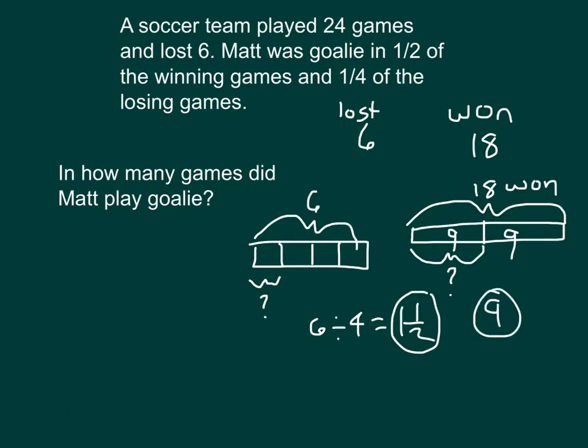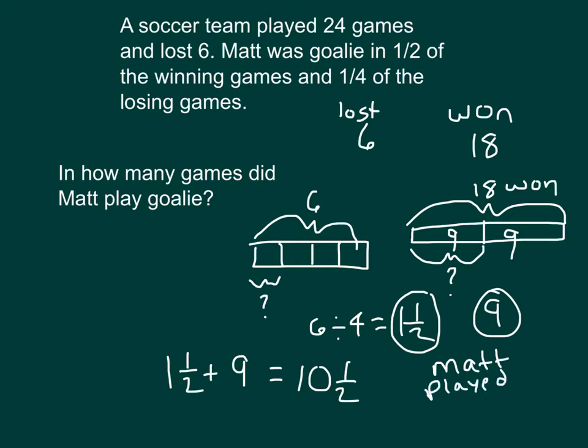What will we do with those two numbers? Right, we'll add them. So we have 1.5 plus 9 equals 10.5. So, let's write that out. Matt played goalie for 10.5 games. Is our answer reasonable? Yeah, because 10.5 is still less than 24.